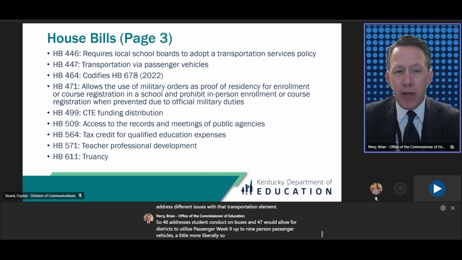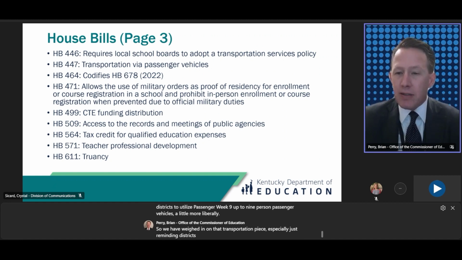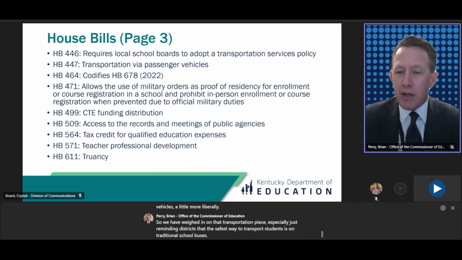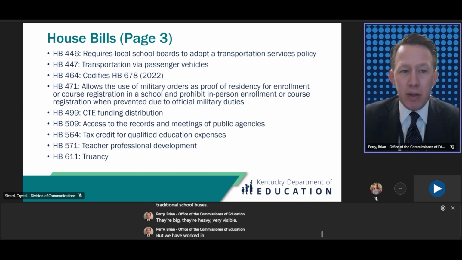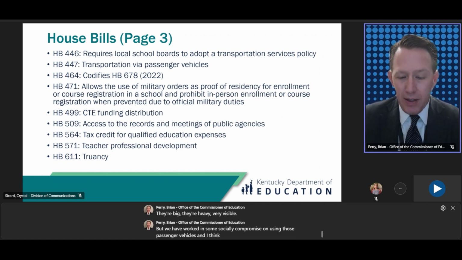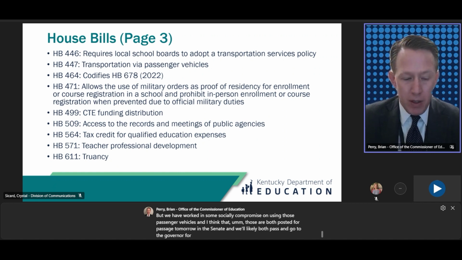So we have weighed in on that transportation piece, especially just reminding districts that the safest way to transport students is on traditional school buses. They're big, they're heavy, very visible. But we have worked out essentially a compromise on using those passenger vehicles. I think those are both posted for passage tomorrow in the Senate and will likely both pass and go to the governor for action.